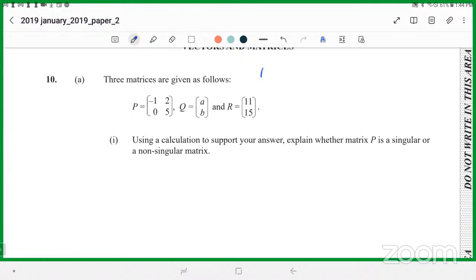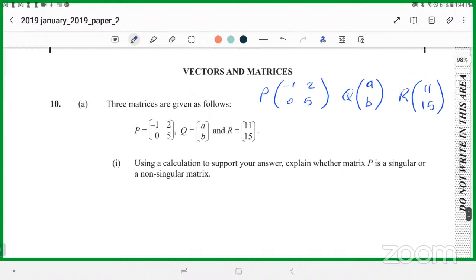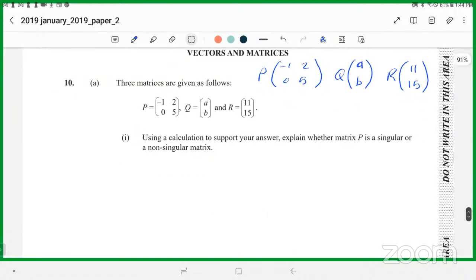Let me just write them out again, because what happens sometimes is that it's on the next page, you have to go, and I can't be coming back and forth. Let me just write them like this so we can copy this down. When I go on the next page, I'll just paste them on. All right, let's go. Question says, given these three matrices, using a calculator to support your answer, explain whether P is singular or not.